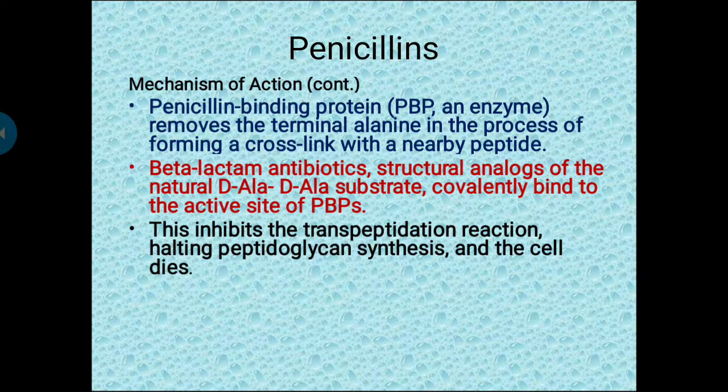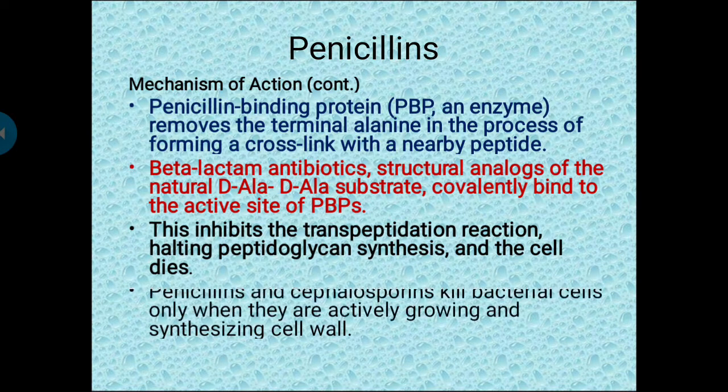As beta-lactam antibiotics occupy the active site of the transpeptidase enzyme, the transpeptidation reaction cannot happen. Thus, peptidoglycan layers cannot be combined, cannot be cross-linked, and the cell dies. There is damage in the cell wall formation. So penicillin and cephalosporin kill the bacterial cell only when they are actively growing and synthesizing cell wall.